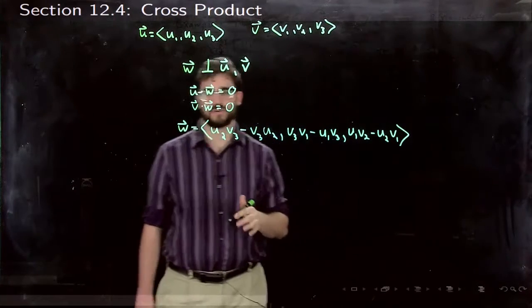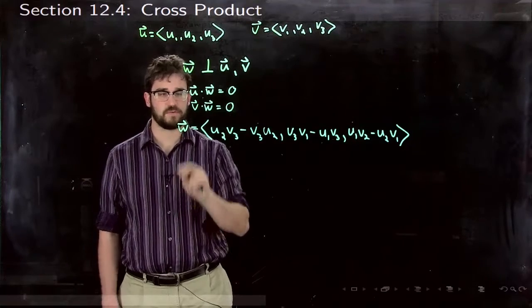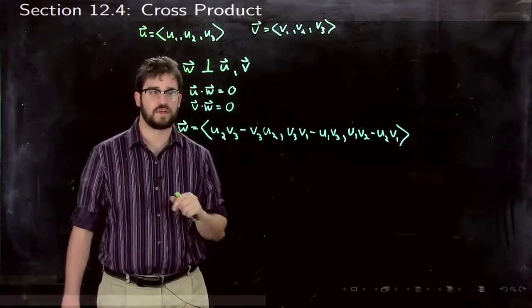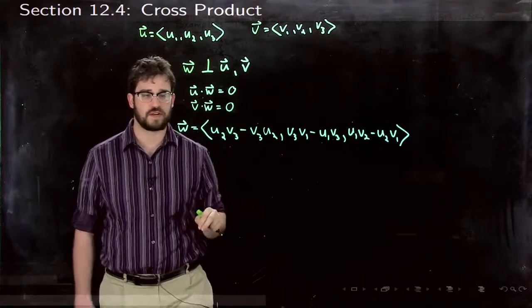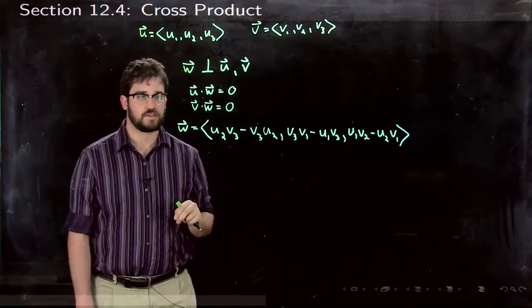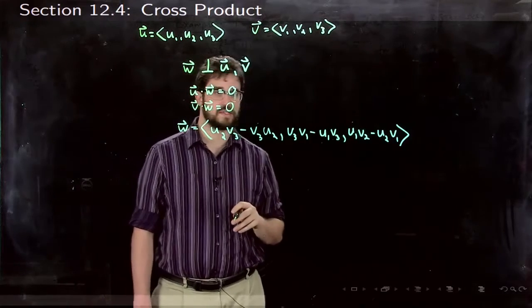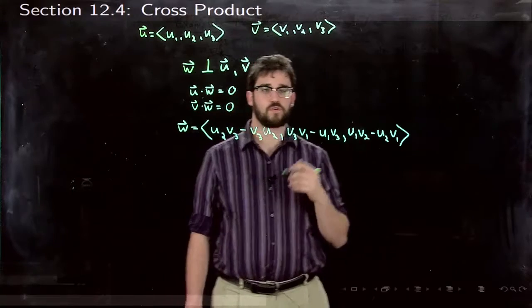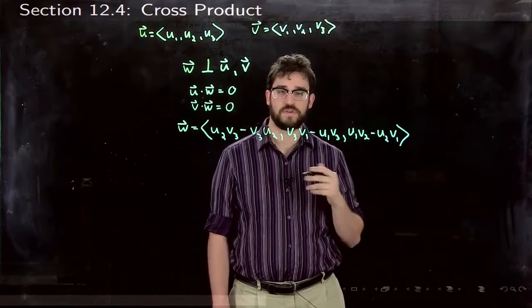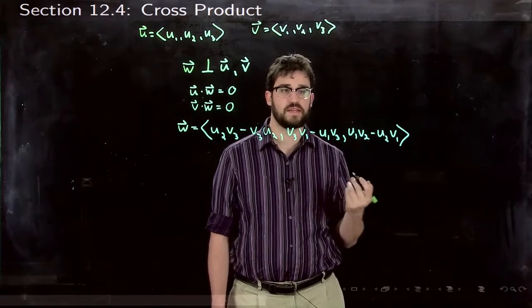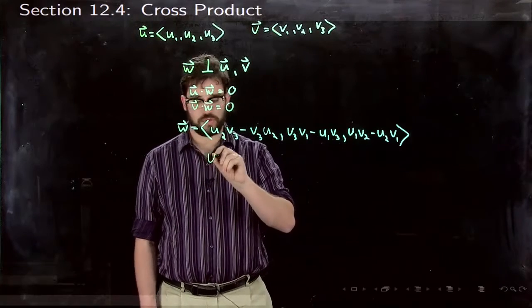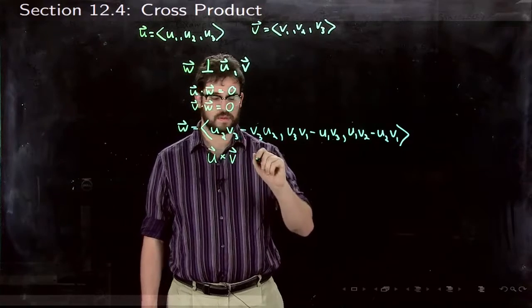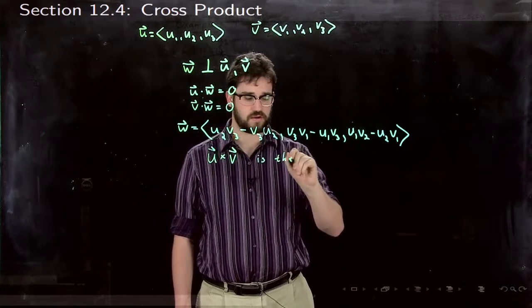And you can check it for yourself. Do vector w dot vector v, you'll find it's equal to 0, and vice versa. If you do vector w dot vector u, you'll also get 0. This vector w is called the cross product of u and v, and it is written as u cross v.